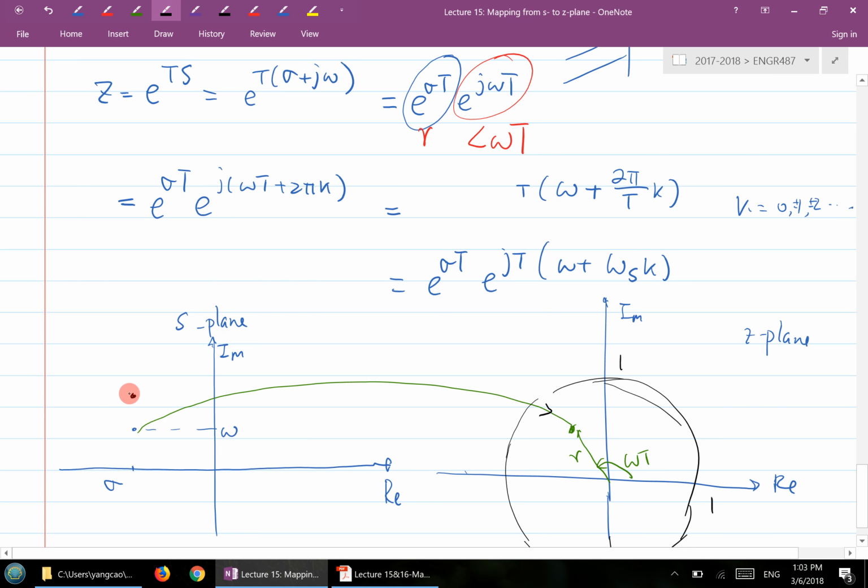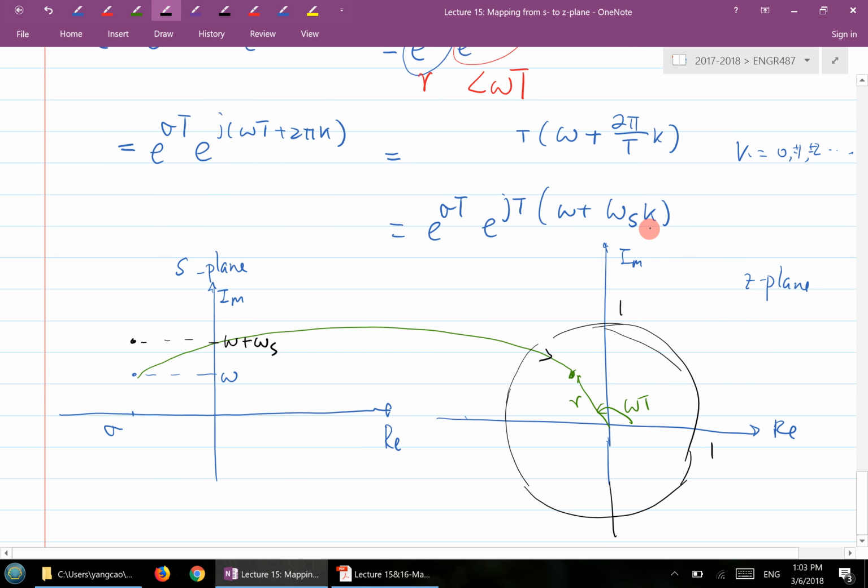So let's say this location is omega plus omega s. If k is negative 1, then this is omega minus omega s, so now you're here. And you can keep changing k from 1 to 2, so that's probably over here, omega plus 2 omega s, and here is omega minus 2 omega s.